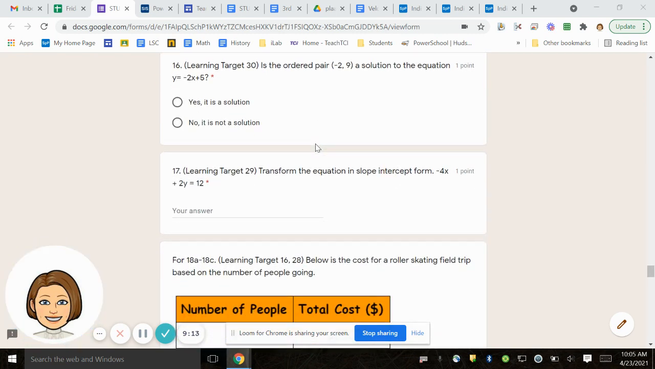Number 16, is the ordered pair negative 2, 9 a solution to the equation y equals negative 2x plus 5? Yes, it is a solution. No, it is not a solution. Again, your work needs to be shown on your work document.